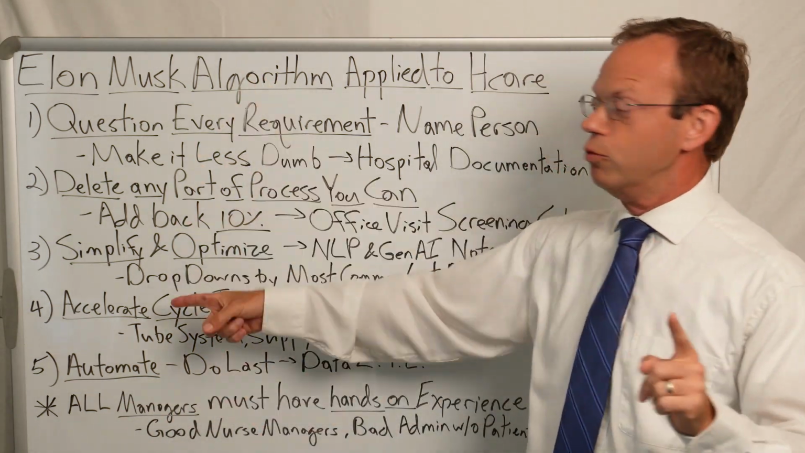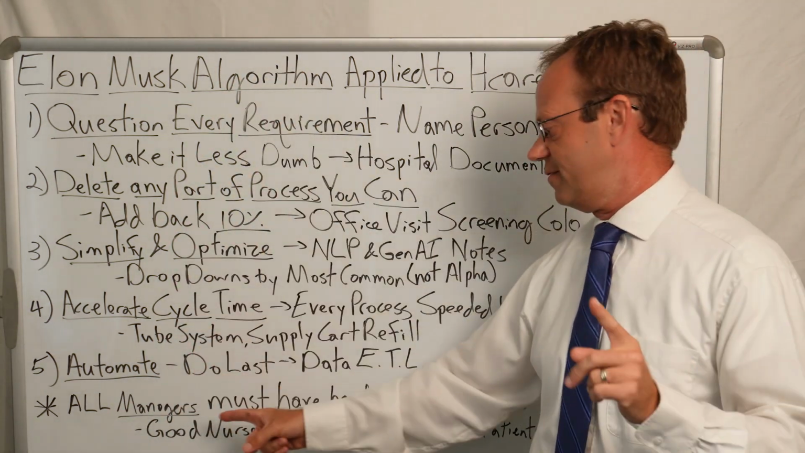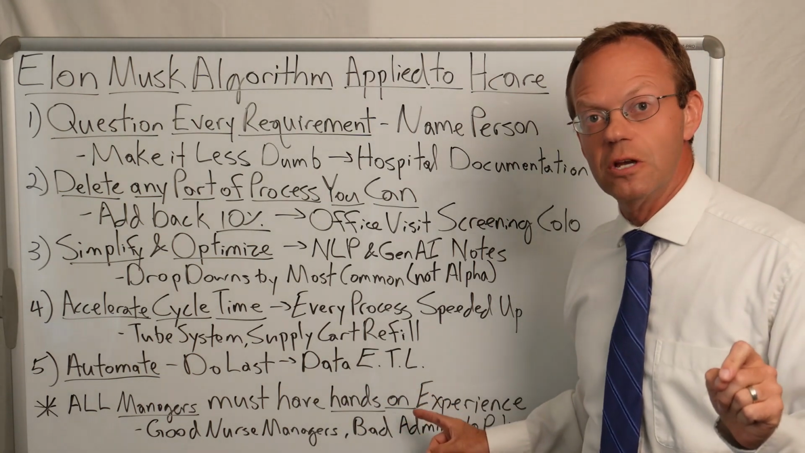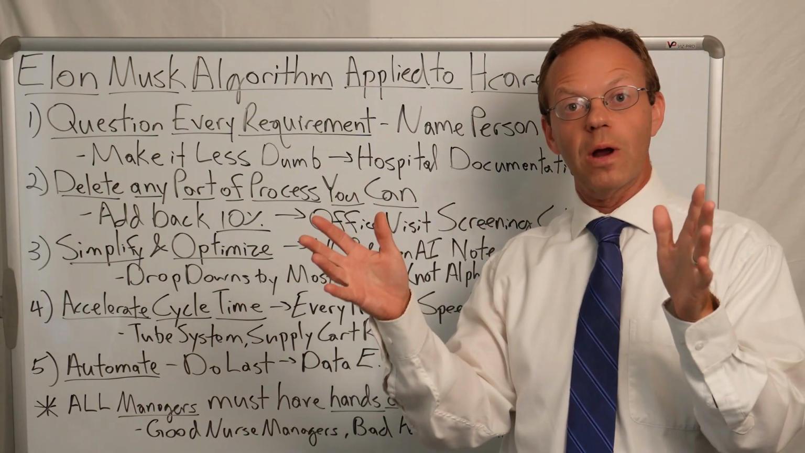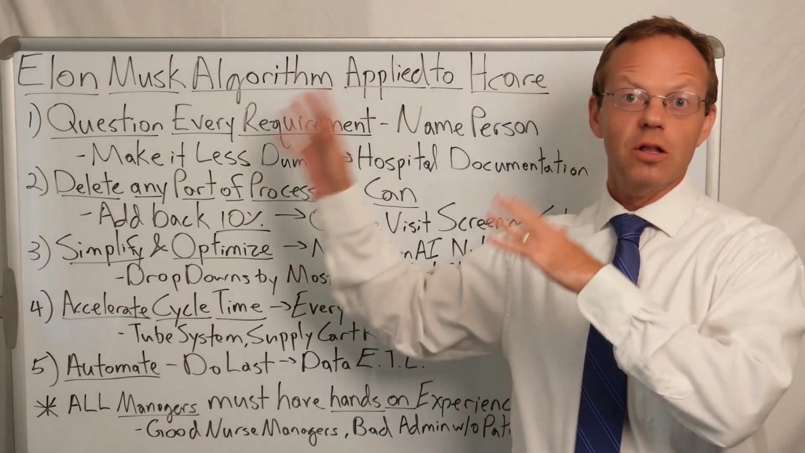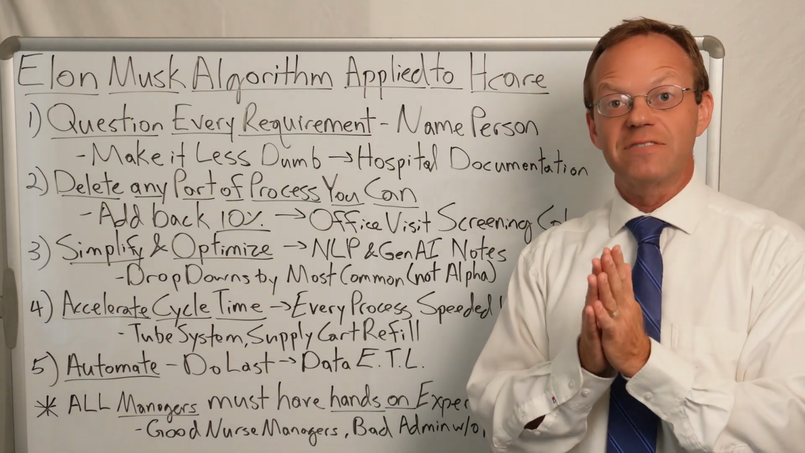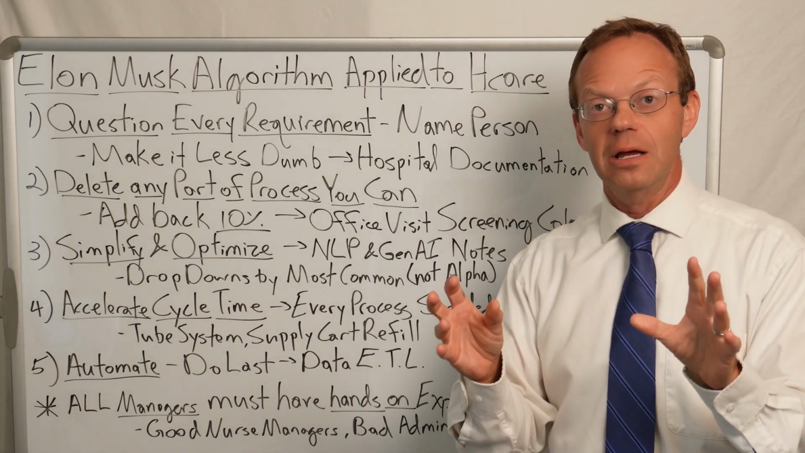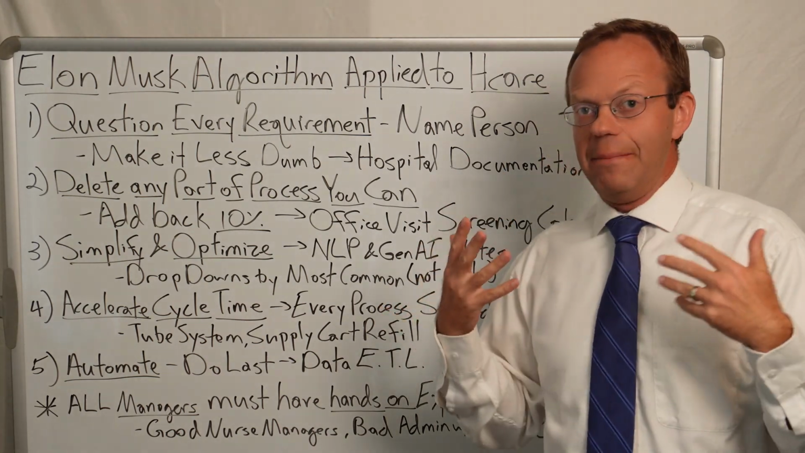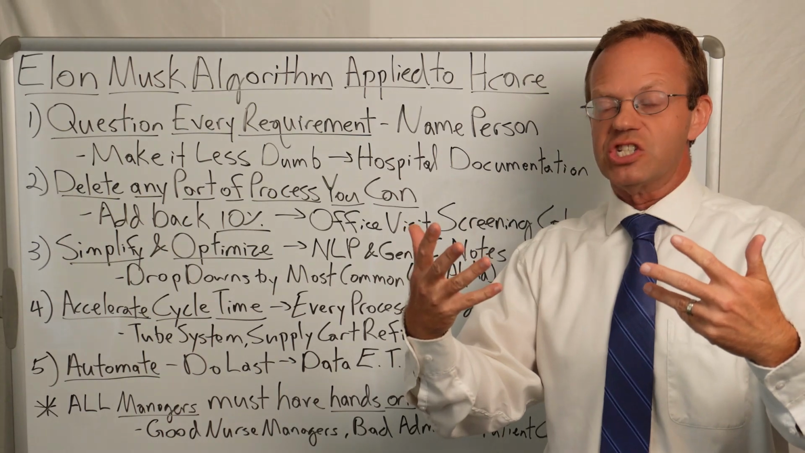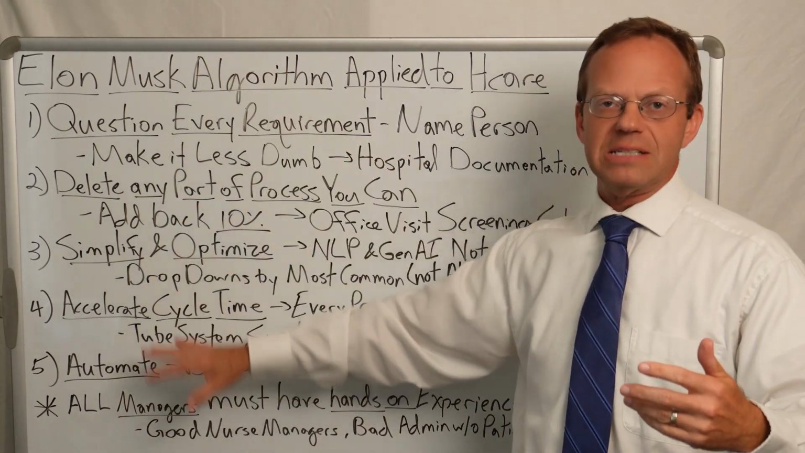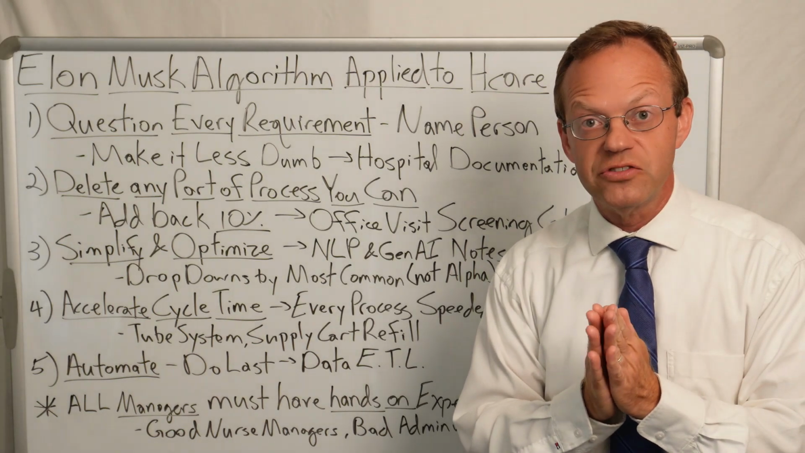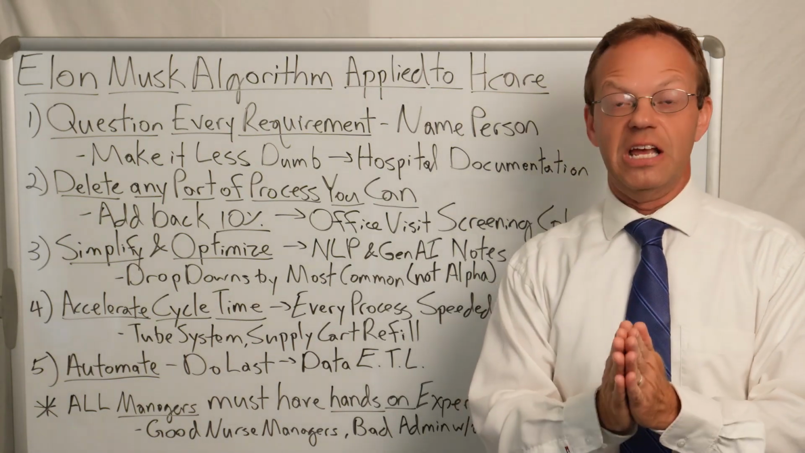Now, the final bow on these 5 things from Elon Musk is that all managers, by the way, who are doing a lot of this stuff, must have hands-on experience. All of the software managers at all of Elon Musk's companies have to spend 20% of their time actually coding. So what does that mean? That means that for many positions creating processes and procedures related to patient care, the people who do this should have experience taking care of patients.